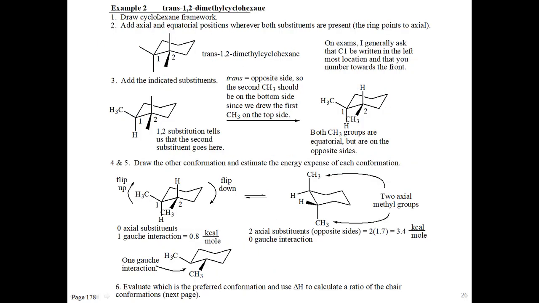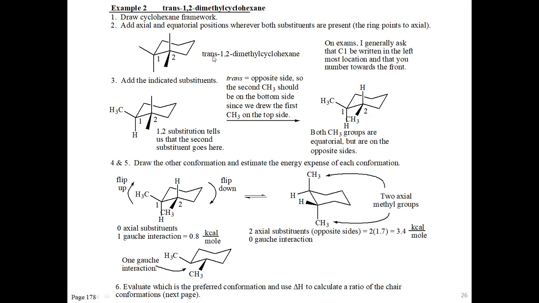So let's take a look at an example. I'm going to start off with 2 substituents that are the same. They're both methyls. Okay, so first I draw a cyclohexane framework. And then since the name says 1,2, I put in the positions there, equatorial and axial. Axial's down, axial's up because the ring's pointing up. Equatorial's off to the side, parallel to these bonds.